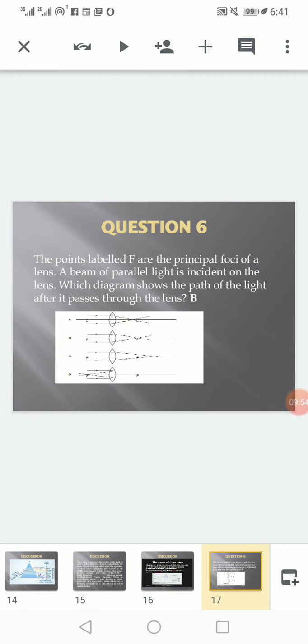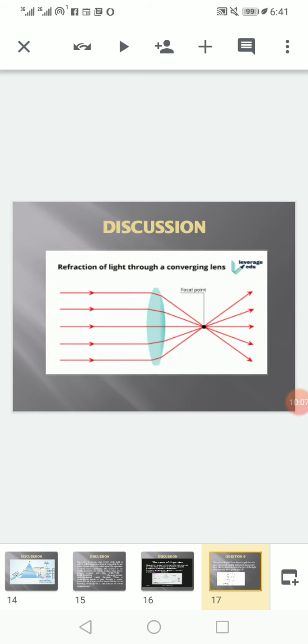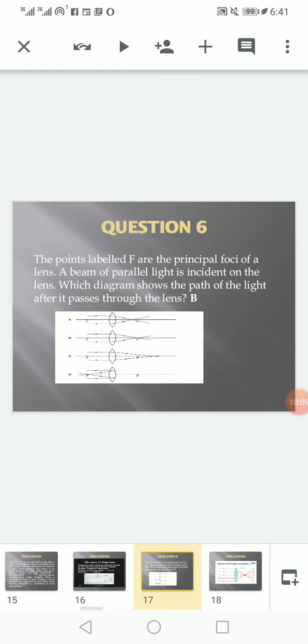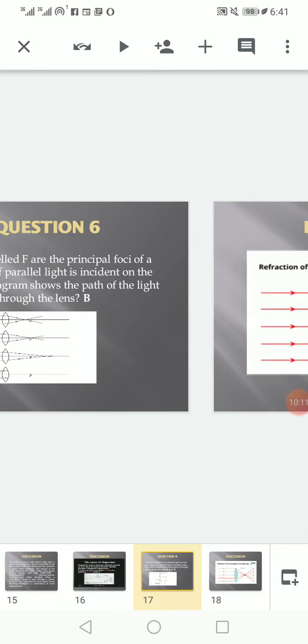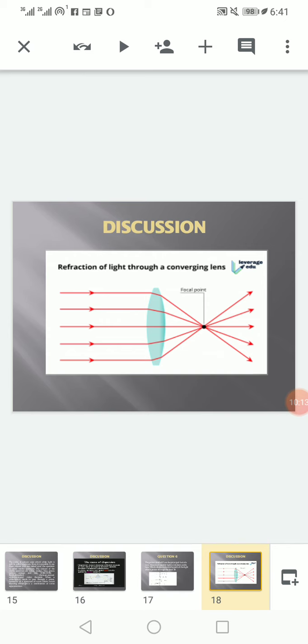This question says the point labeled F are the principal focus of a lens. A beam of parallel light is incident on the lens. Which diagram shows the path of the light after it passes through the lens? The diagram that shows this is our option B. And if you study this diagram, it will give you the reason why option B is your answer.